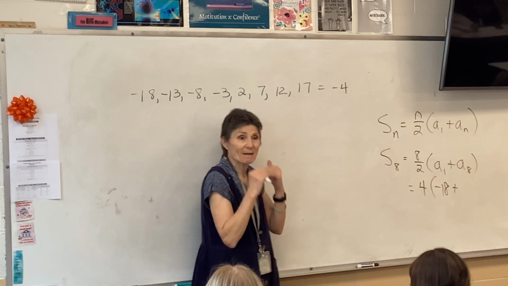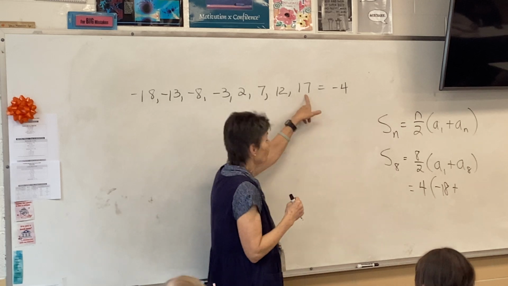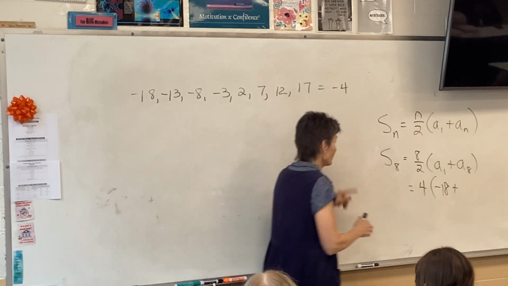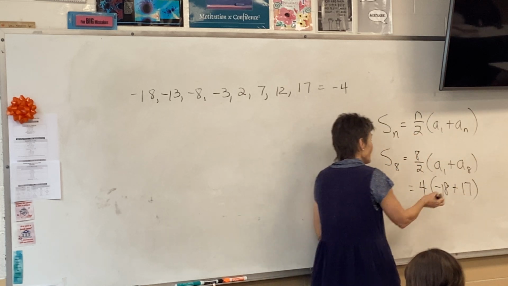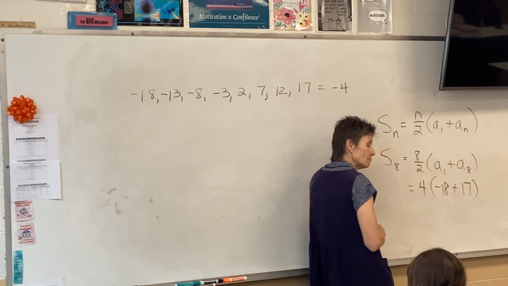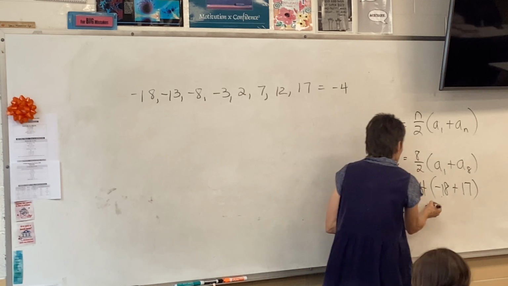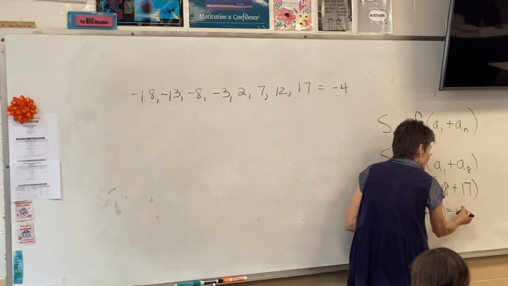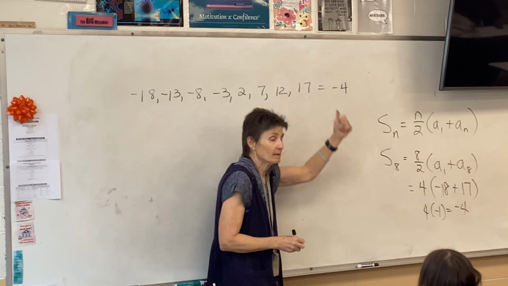What does a sub 8 stand for then? The 8th number, which for us would be the last number. So what's negative 18 plus 17? Negative 1. And what's 4 times negative 1? And what did we say the answer was? Negative 4.